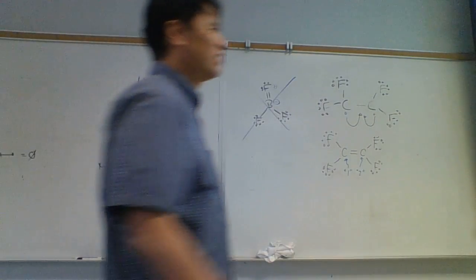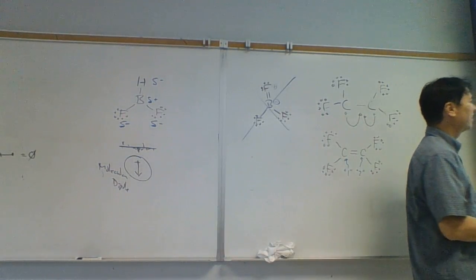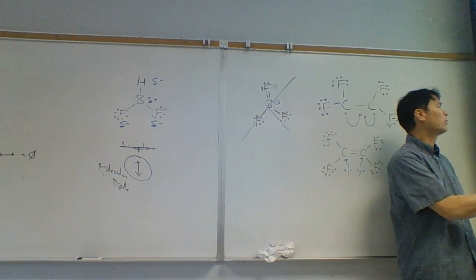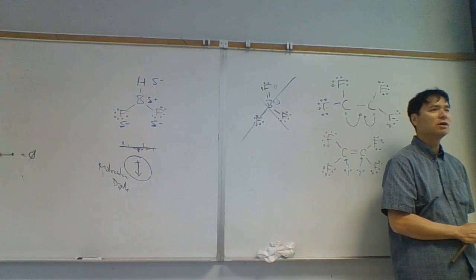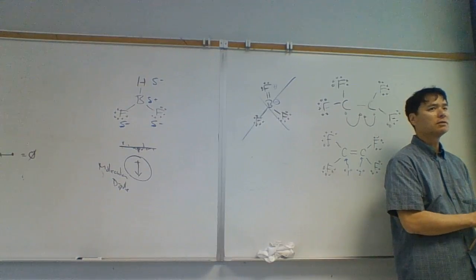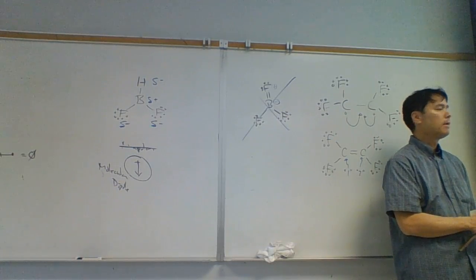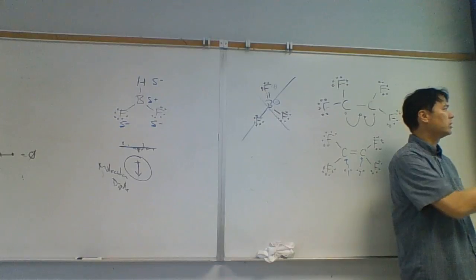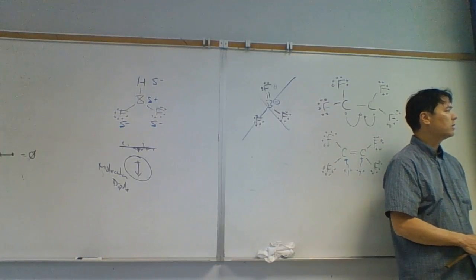So anyway, carbon tetrachloride is non-polar, and that is because we have these 4 chlorines pulling, but which direction are we going to go? Nowhere, because they're equal and opposite. This is what we call spherical symmetry. So carbon tetrachloride is non-polar.